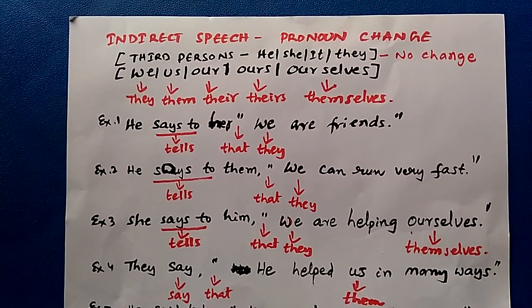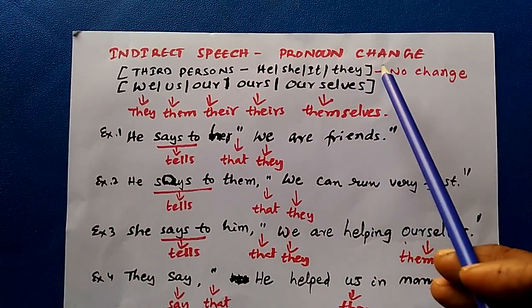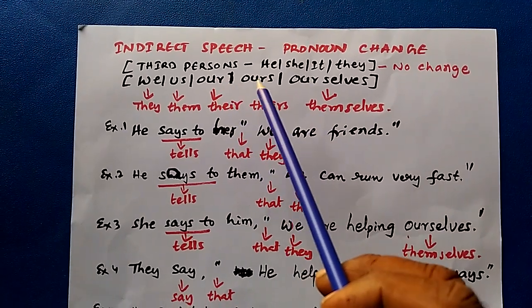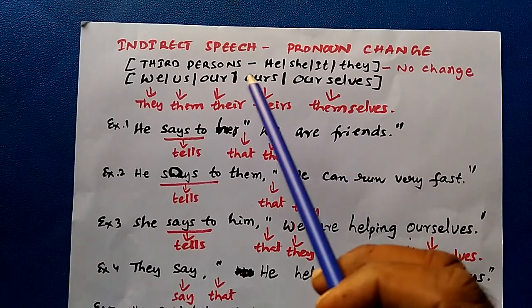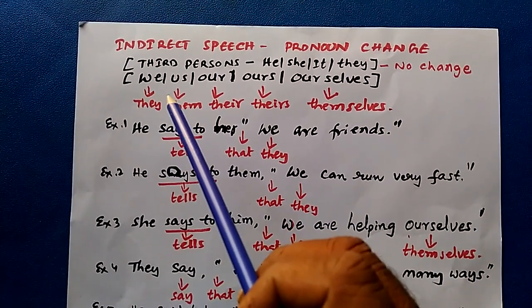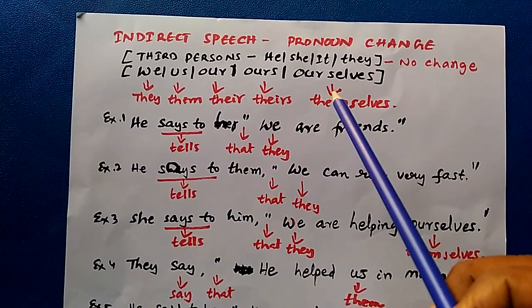In this video, I would like to share with you the topic indirect speech and pronoun changes with respect to first person plural and third person singular and plural. Indirect speech and pronoun change with respect to third persons he, she, it, they, and their related words, and first person plural we, us, our, ours, ourselves.